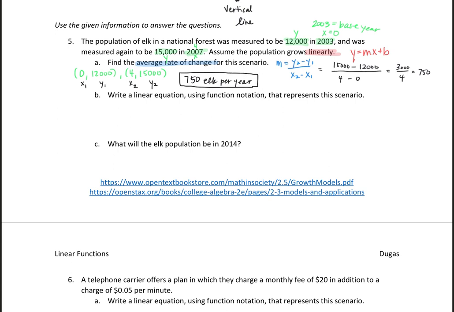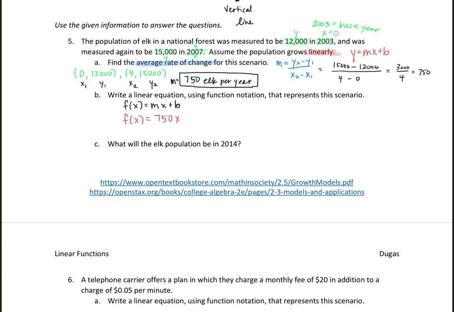Remember that the average rate of change is m. So it's probably going to want me to write an equation, which is exactly what part B tells me to do. Write a linear equation using function notation that represents this scenario. So f of x equals mx plus b is what I want to write. So the m is the average rate of change. So I already know that.